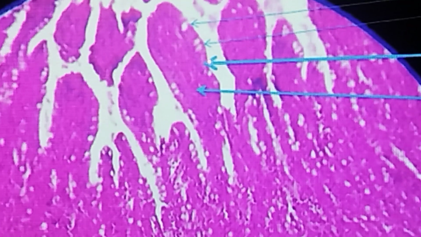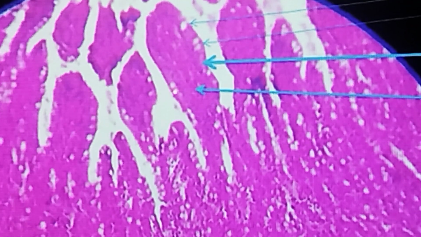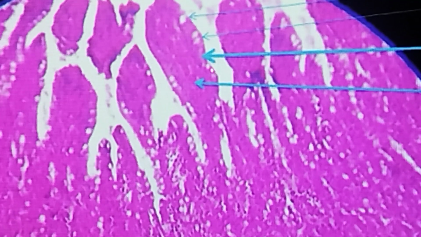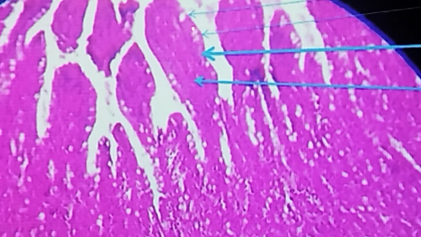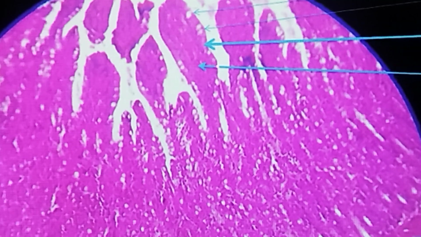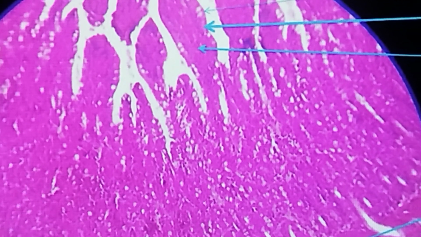What are the goblet cells? They are unicellular mucus secreting glands. So you can see one goblet cell, 1, 2, 3, 4. There are many empty looking cells along the lining epithelium of the villi. Those are the goblet cells. So the lining epithelium of the duodenum is simple columnar epithelium. You have goblet cells amongst this simple columnar epithelium.